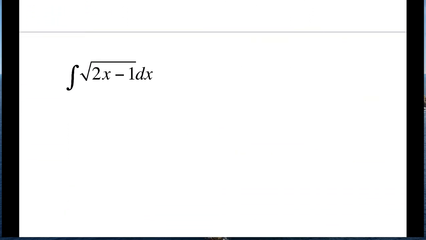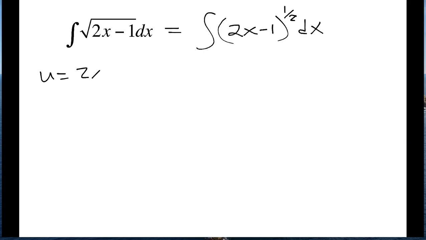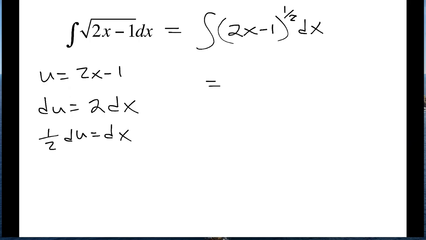Okay, let me keep going. Something like this one. Remember, this is the same thing as 2x minus 1 to the 1/2. So just remember that that's a 1/2 power in there. So u is going to equal 2x minus 1. So du is equal to 2 dx. I don't have a 2 up there that's floating all alone. So I'm going to make it a 1/2. And now I can rewrite this integral as the integral of u to the 1/2 times 1/2 du.